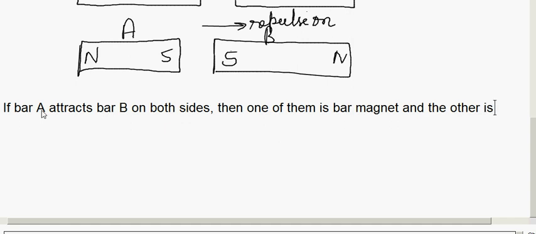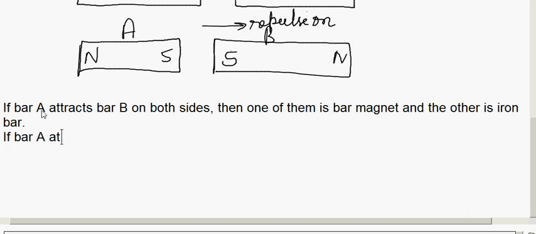If bar A attracts bar B on both sides, then one of them is bar magnet and the other is iron bar. So in the above diagrams, I have just assumed that bar A is a magnet, bar B is not a magnet, but that is not the case. We want to know which is magnetized and which is not. So here I am writing, if bar A attracts bar B on both sides, then one of them is bar magnet and the other is iron bar. But on the other hand, if bar A attracts bar B on one side and repels on the other side, then both are bar magnets.